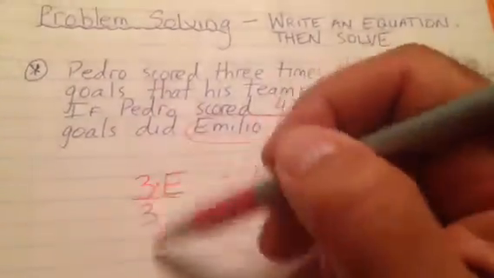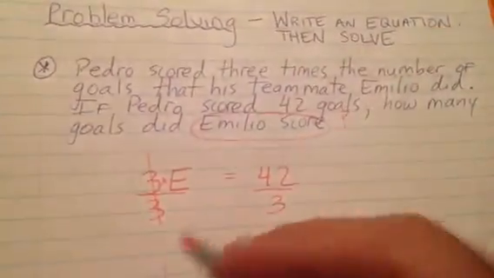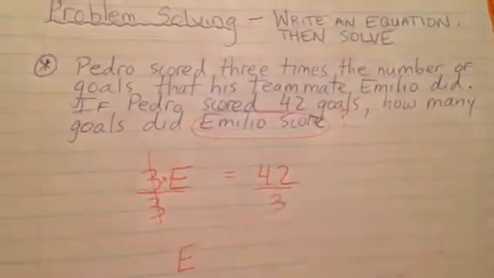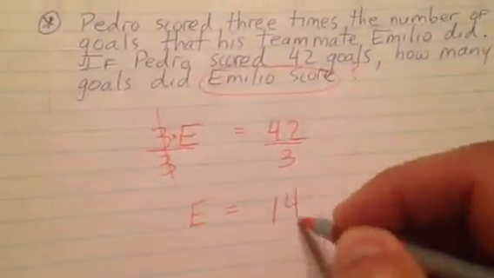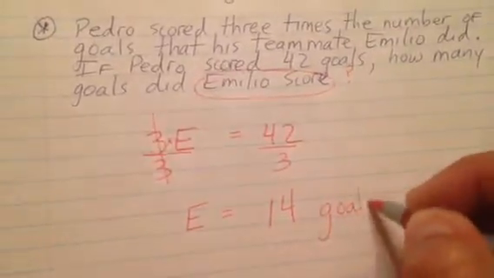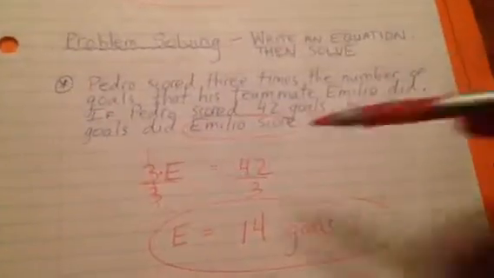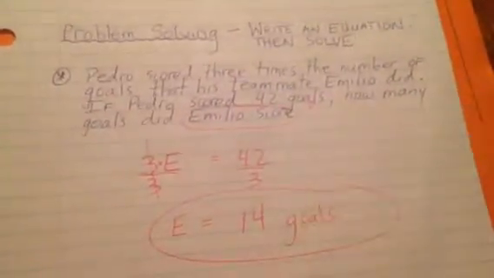Remember this? Now the 3s can cancel out because 3 divided by 3 is 1. 1E, or Emilio, is equal to 42 divided by 3. So that's it, and Emilio scored 14 goals, and that is the answer. And that's how you use algebra and an equation to get the answer.